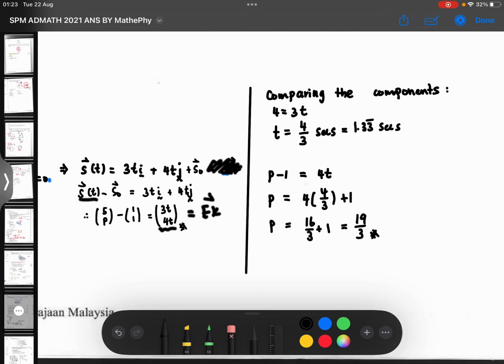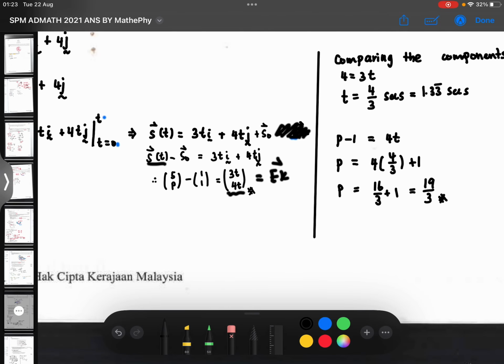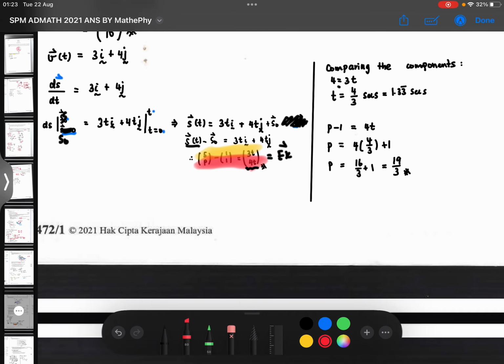Right, so we want to find the value of t, so we just compare the components. 5 minus 1, what is 5 minus 1? 4. So 4 equals 3t. So just compare this, and then compare this bottom. You will get the answer.